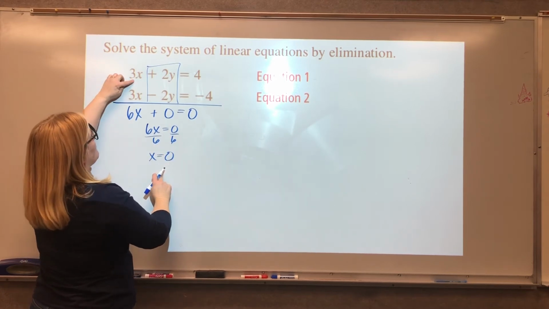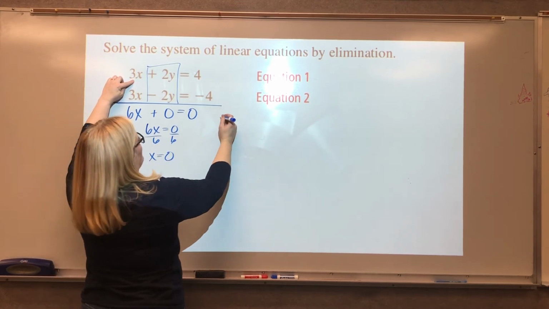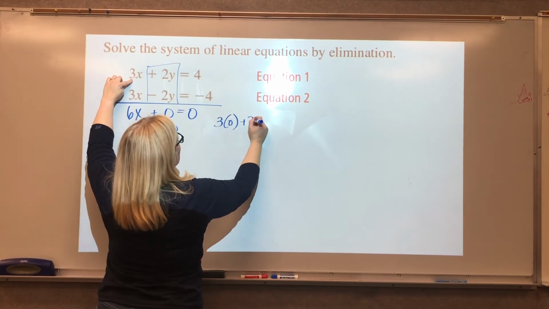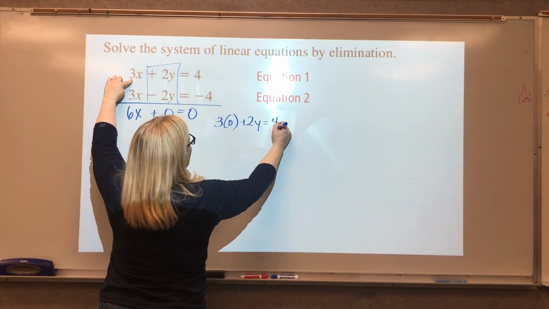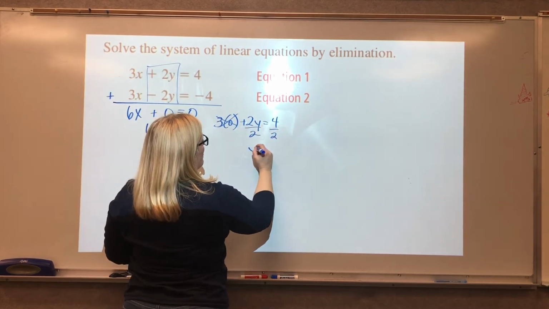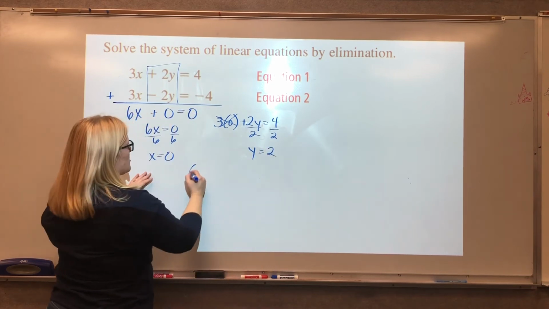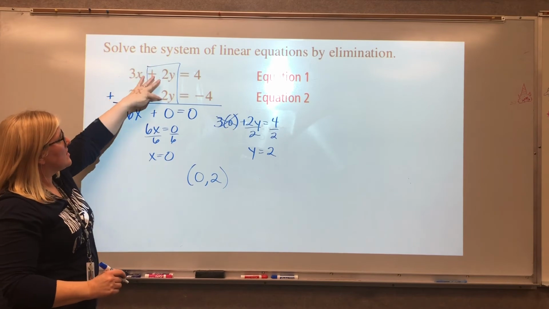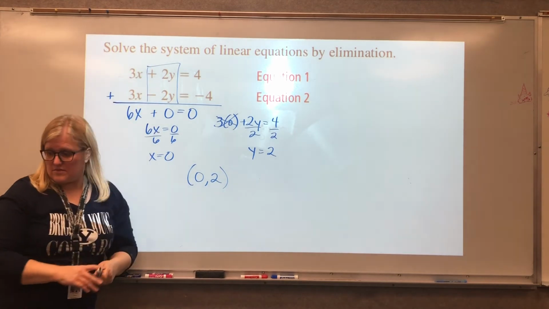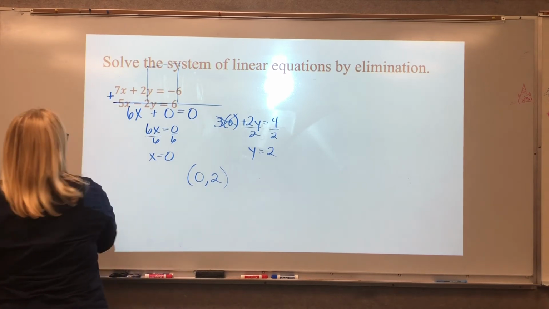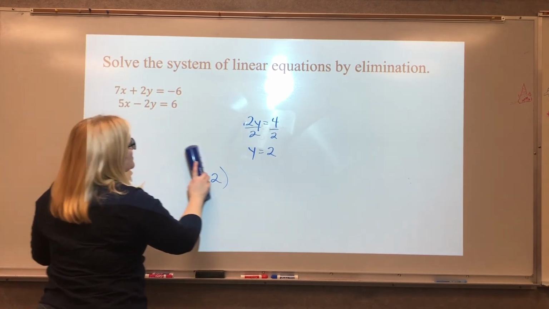And now I'm going to plug it back into this equation. I have 3 times 0 plus 2y equals 4. That goes away. Divide by 2, y equals 2. So the answer to this is 0, 2. But this dropped out. All right, so let's look at another one. I say dropped out, I should say it's eliminated.